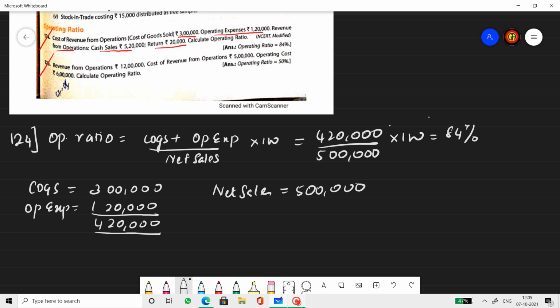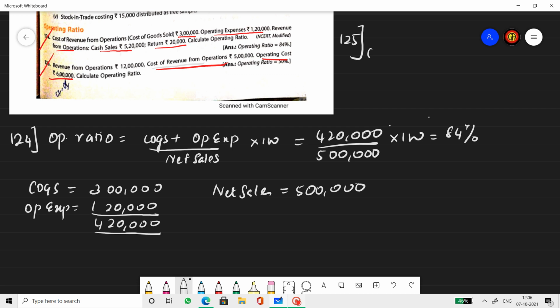Now 125. 125 is even easier than the 124 question because the information is directly available. The only thing you should not get confused with is cost of revenue from operation and the operating cost. What is operating cost? Operating cost is cost of goods sold plus operating expenses. So when that is given to us, which means the numerator of the required formula is given to us, what are we going to do with the COGS?